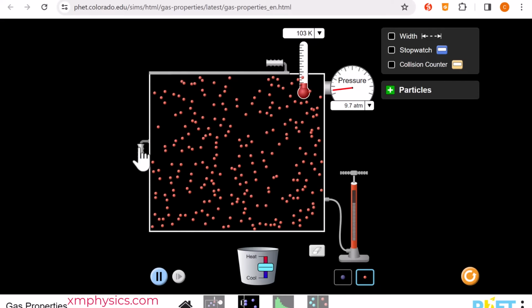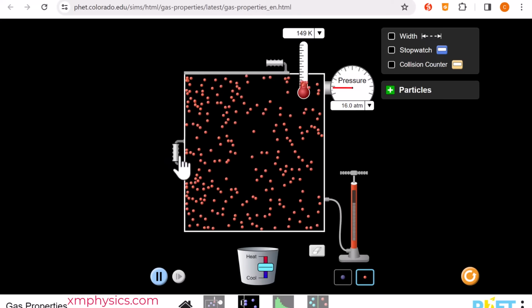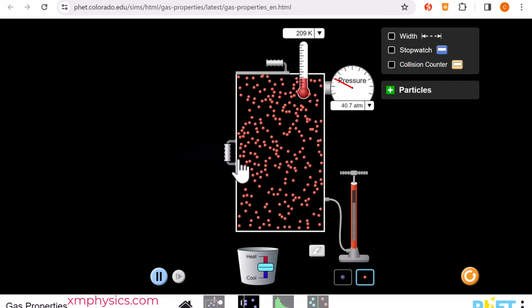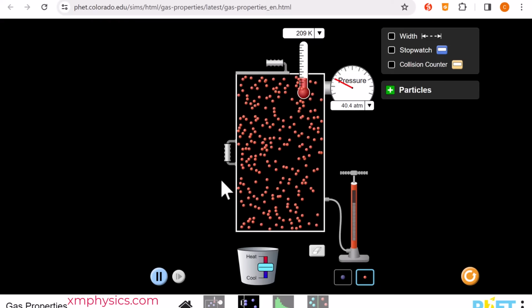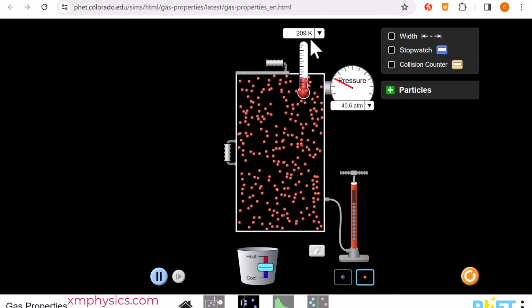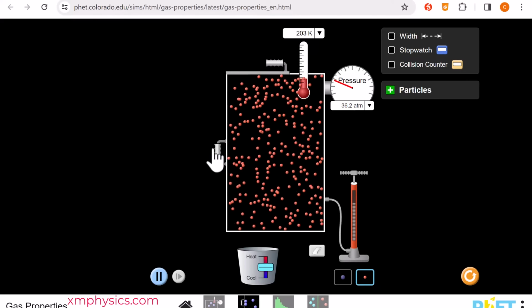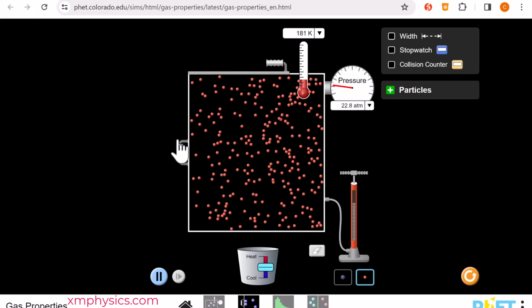There's also a handle here. I wonder what will happen if I push it in. What? Do you notice that the temperature goes up? Which means if I move the handle the other way, the opposite should happen, right? Yep, see, the gas is cooling down.